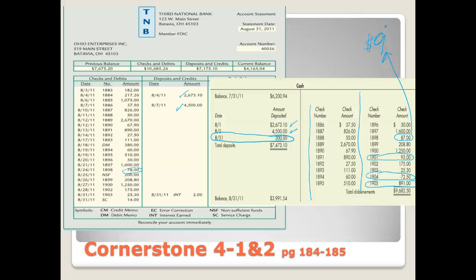Let's see if there's anything else on the bank statement that does not appear on the company's records for the cash account. Well, the first thing I see is an interest amount that should be added to the company's cash account for $2. I also see a debit memo for $380, an NSF check for $200, and a service charge of $14. Those 3 items will need to be subtracted from the company's records cash account.